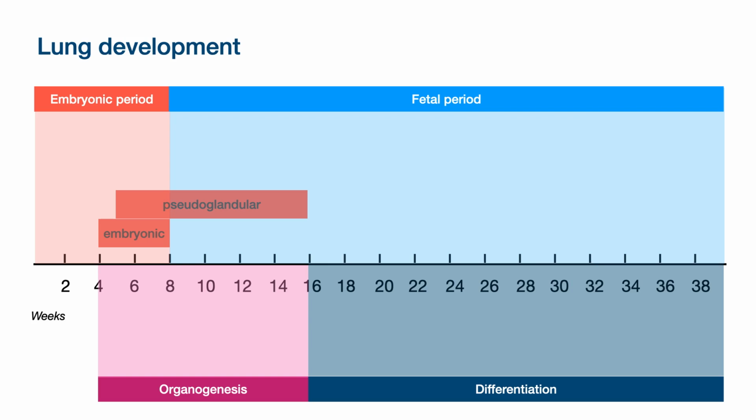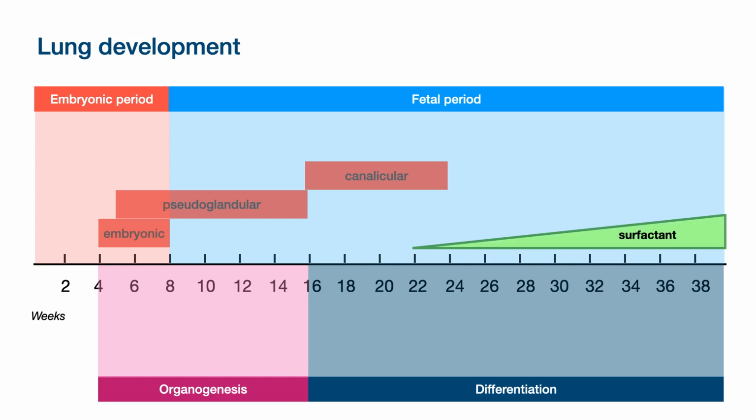Next is the canalicular stage, which takes place from week 16 to week 25. Here, bronchioles are produced with an increasing number of capillaries in close contact with cuboidal epithelium, and the beginning of alveolar epithelium development is marked. The lamellar bodies in type 2 pneumocytes that produce surfactant are seen by week 22 of gestation. These contain 80% phosphatidylcholine.